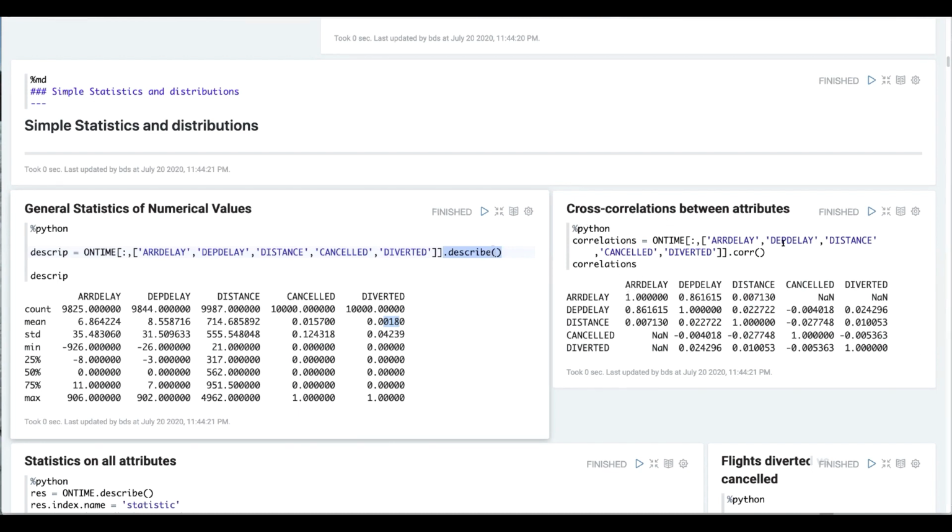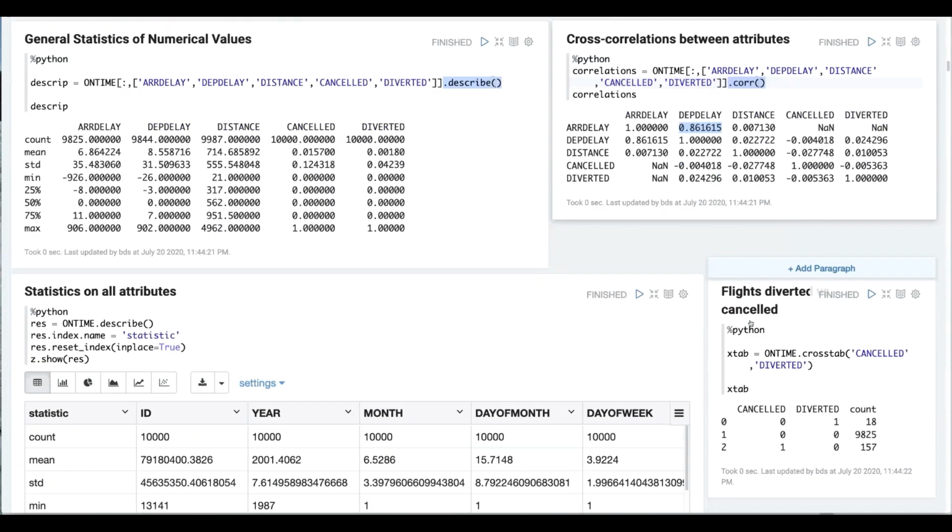For cross correlation between attributes, you have a function .corr that gives you the correlation between these. Because today we're going to be looking at arrival delay and departure delay, this will give us an idea. I have an 86% correlation, which means they do have a lot of correlation, and again, it makes sense. If I delay my departure, it makes a lot of sense that my arrival is going to be delayed. So that makes sense right there.